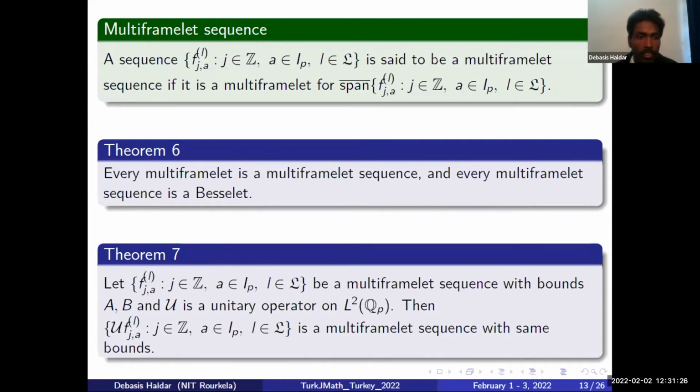If the affine system is a multiframelet sequence with bound A, B, and if U is a unitary operator on this L2(Qp), then the unitary operator U applied on this affine system will give you a multiframelet sequence with the same bound. And here this bound A, B means it is understood that A is the lower bound and B is the upper bound.